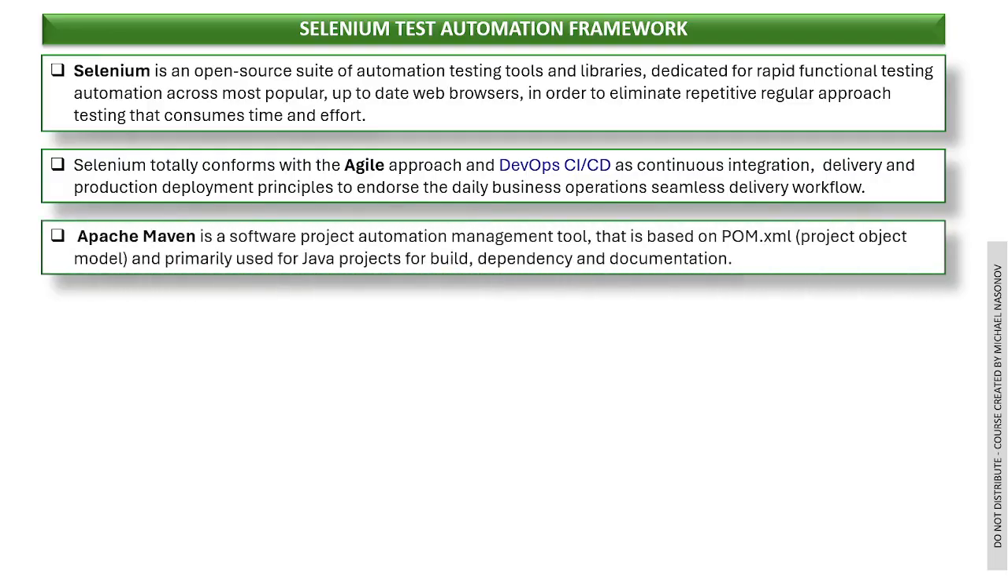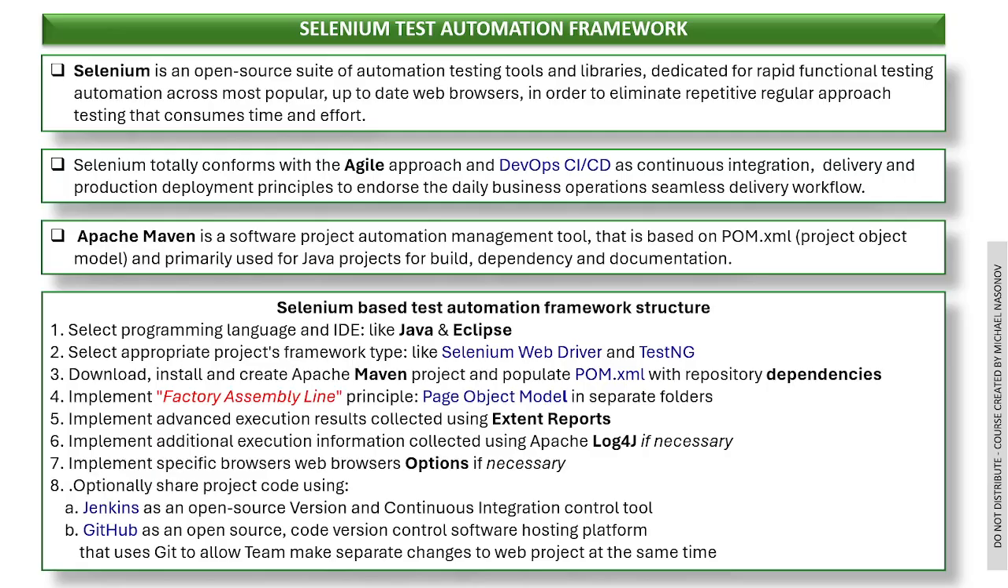Apache Maven is a software project automation management tool that is based on pom.xml, which stands for Project Object Model, and primarily used for Java projects for build, dependency, and documentation.